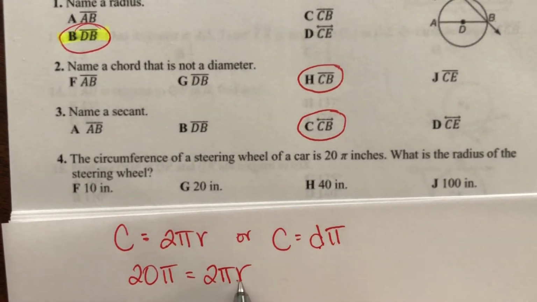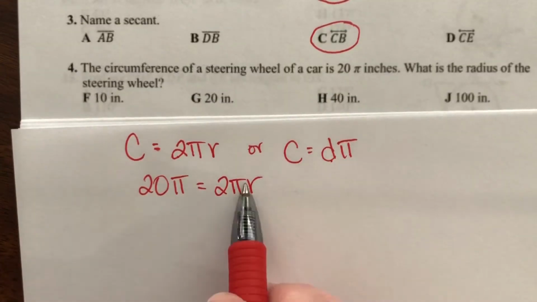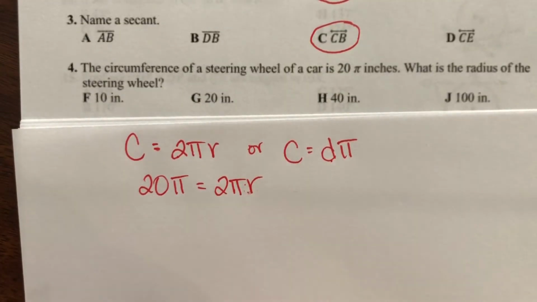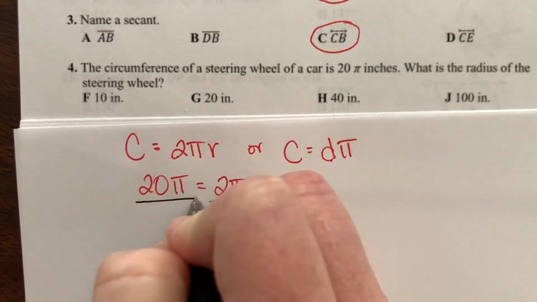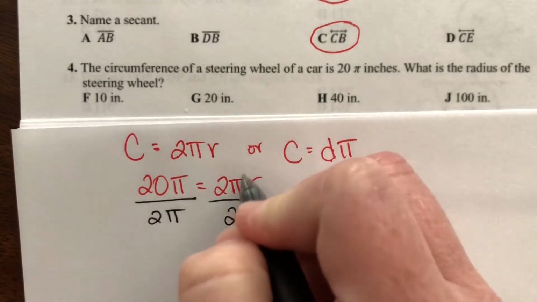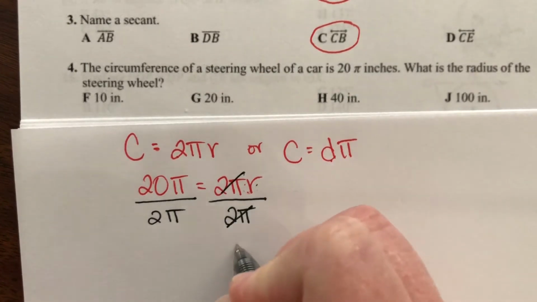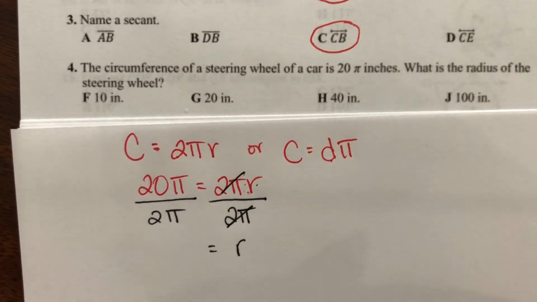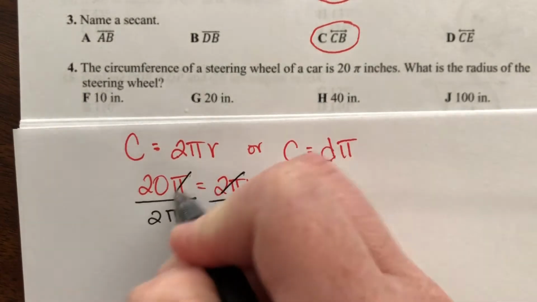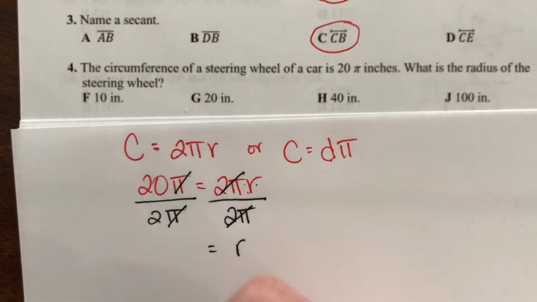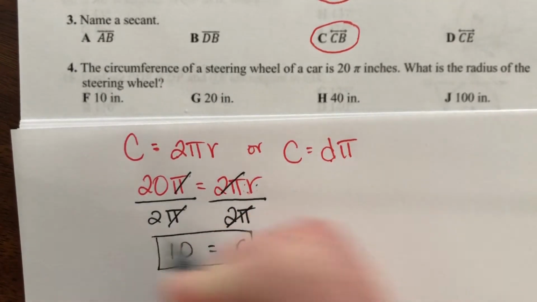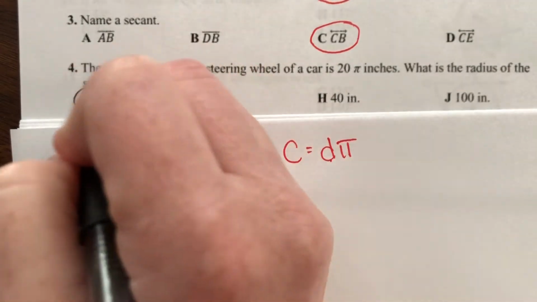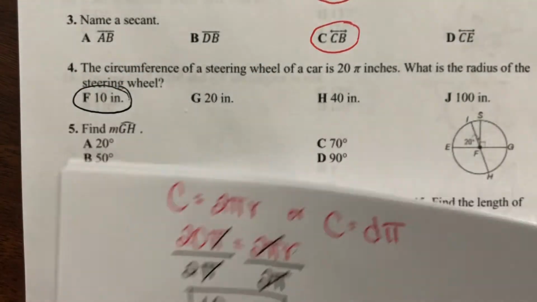How can I solve for radius? Well, I can divide both sides of my equation here by 2 and by pi, right? So that's what I'm going to do. I'm going to divide this side by 2 pi, and I'm going to divide this side by 2 pi. So over here, those cancel, and I'm just left with r, which is what I want. I want to solve for the radius. Here, the pi's cancel. Pi divided by pi is just 1. And 20 divided by 2 is 10. So my radius is going to be 10 inches. This guy here.